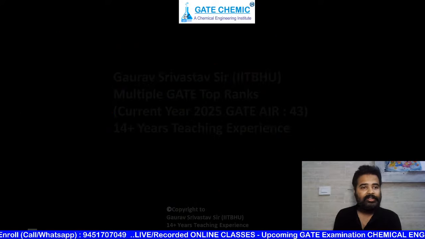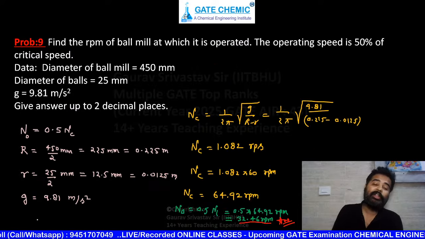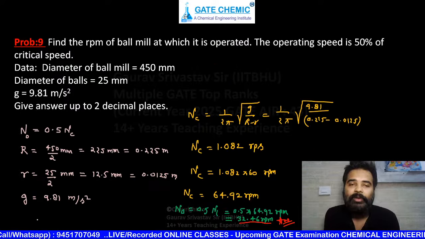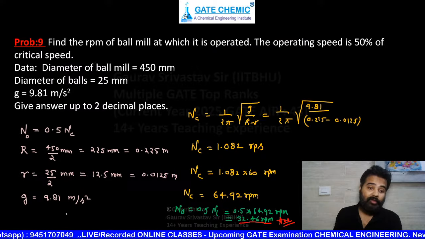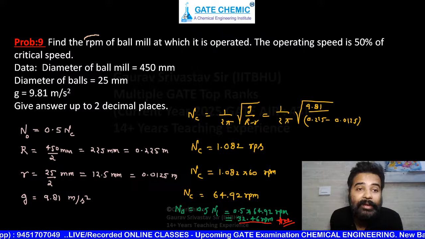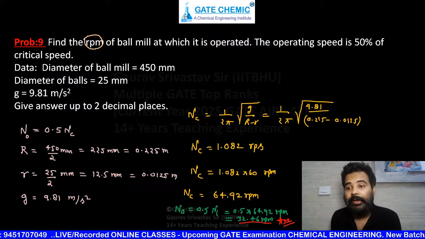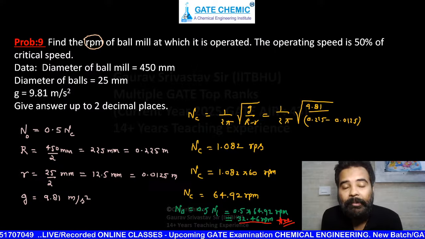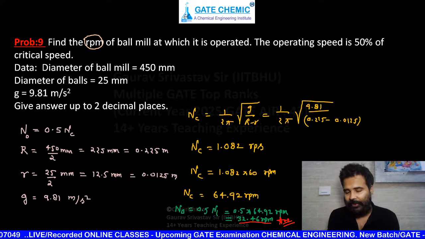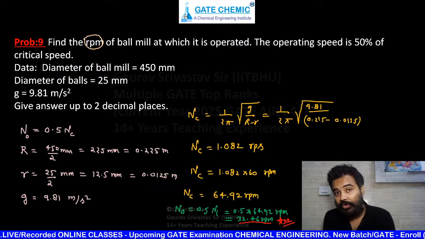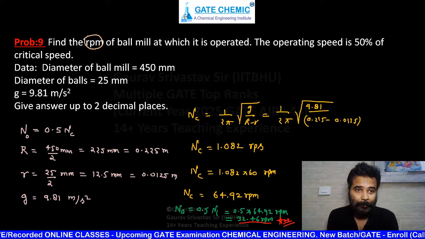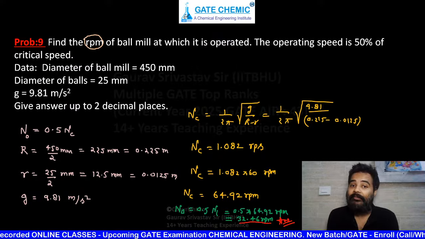Okay, very good, fantastic. So now see one beautiful numerical problem, number 9. Which type of numericals can be asked? Find the RPM. Oh my god, very important thing. See, RPM is written here. That means in the first step of calculation you will calculate RPS. It is RPM, so please don't make this silly mistake. Okay, of ball mill at which it is operated.